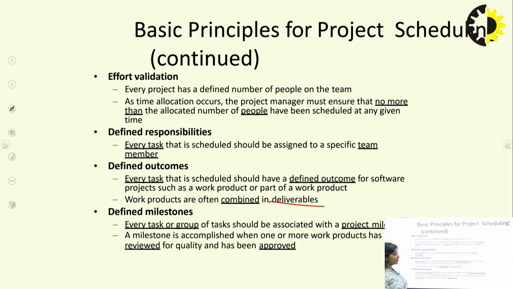Now, defined milestone. Every task or group of tasks should be associated with a project milestone. Every project must have milestones. A milestone is accomplished when one or more work products have been reviewed for quality and approved. So this is how milestones can be defined.